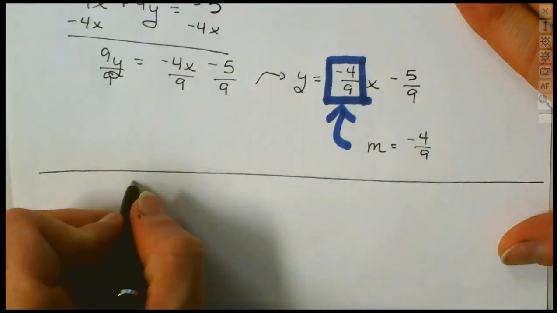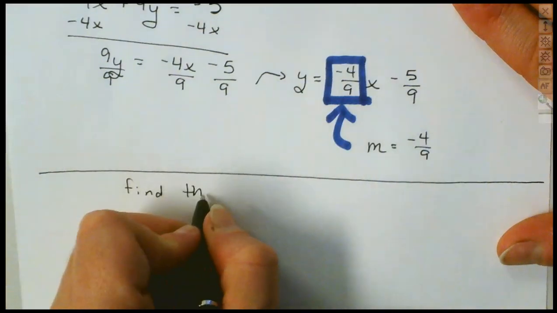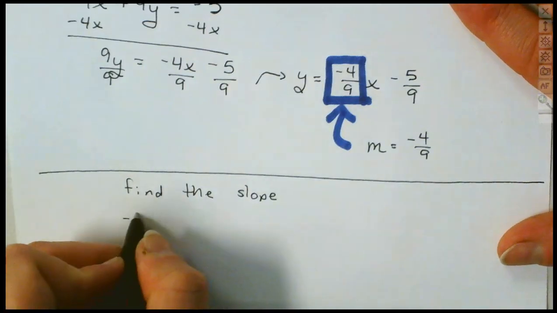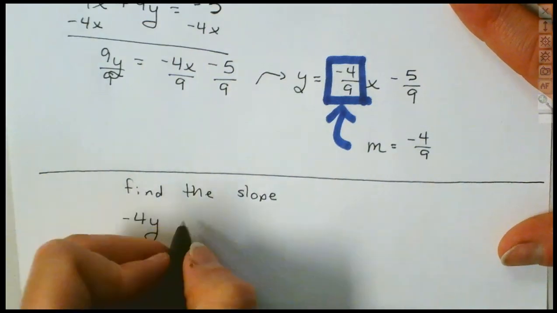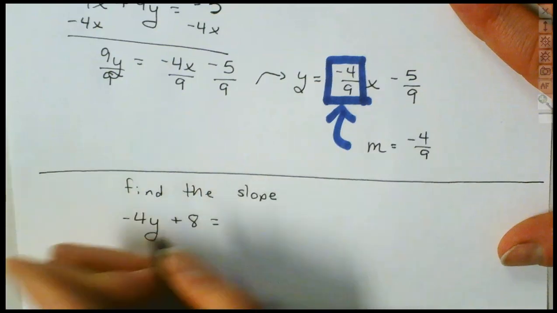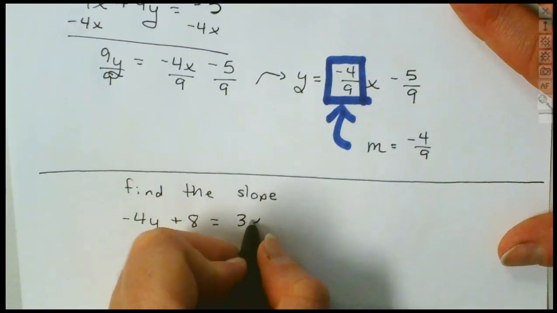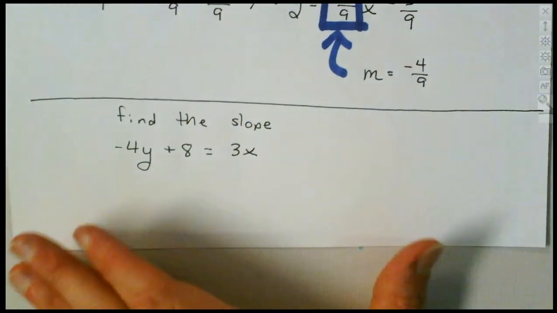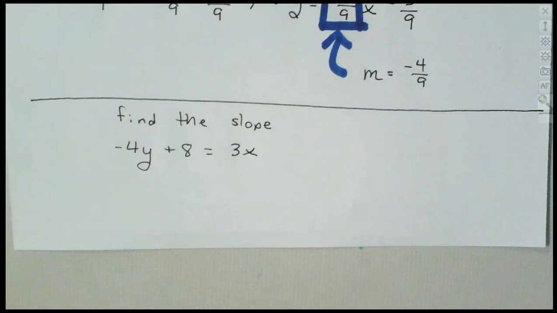So let's try another one. Let's go ahead and find the slope here. How about minus 4y plus 8 equals 3x. Again, what do we need to do? We want to find the slope. What does that entail? We go back up and look at our directions. We have an equation, and we want to find the slope. So what do we need to do? We need to solve this equation for y.